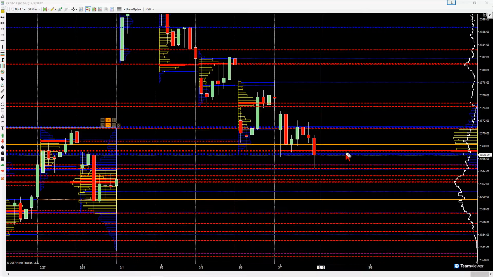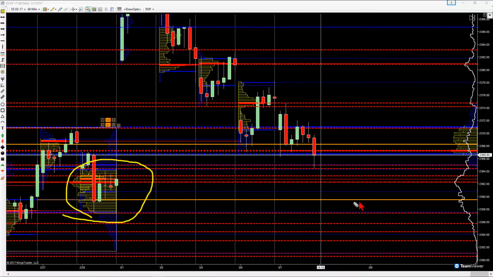We're going to watch for failure at the overnight high or close to it for a move back down, heading towards micro composite VPOC. And if we fail micro composite VPOC, we're going to look for a move down towards overnight low. Failure there towards value area low of this micro composite.